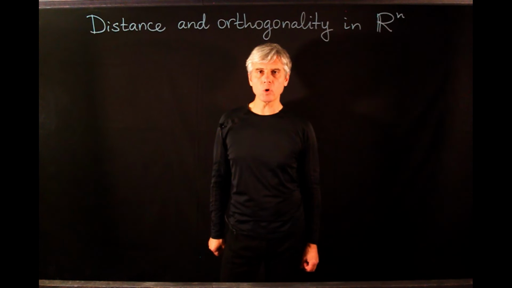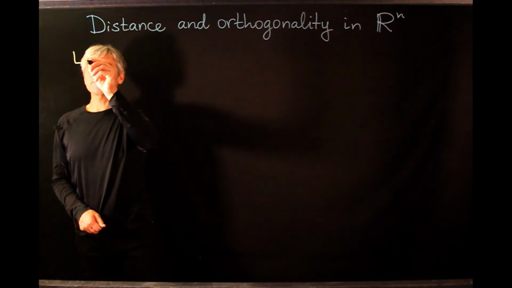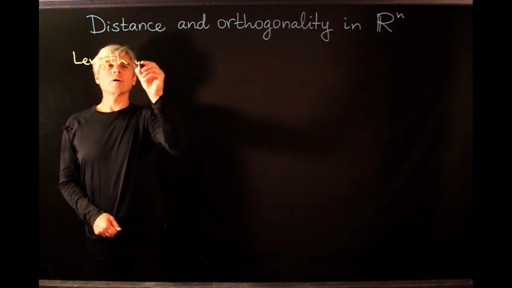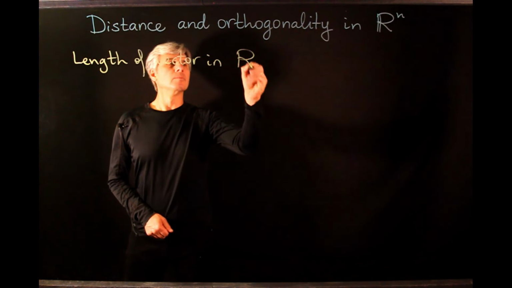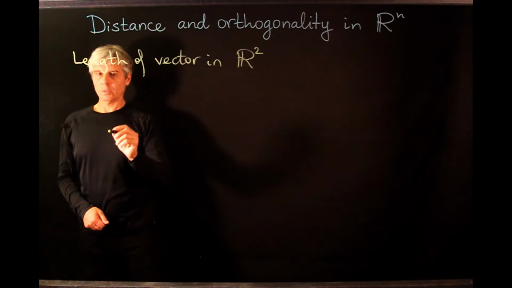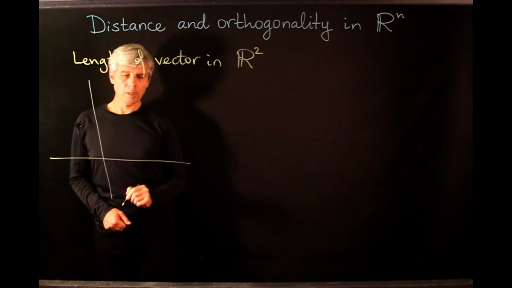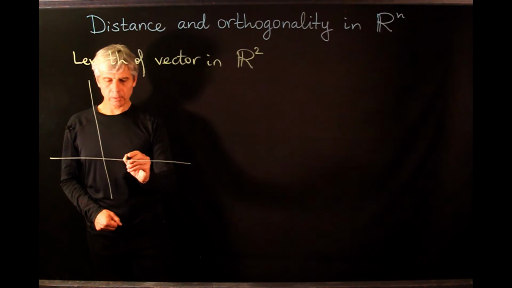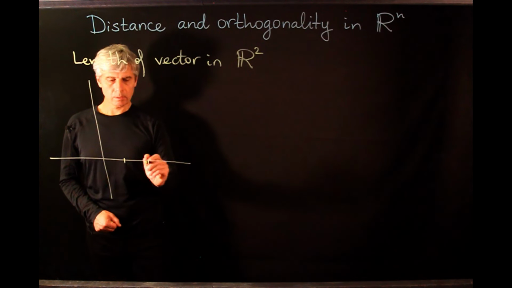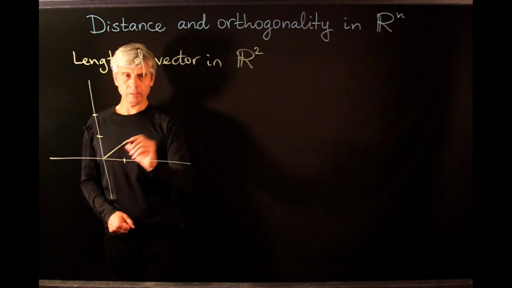Euclidean geometry incorporates the concepts of distance and orthogonality. Let's consider the notion of the length of a vector in R2. So let's consider a coordinate system, and suppose we have a vector here.